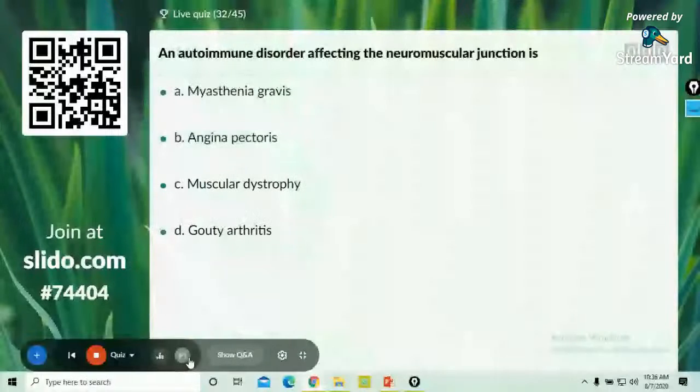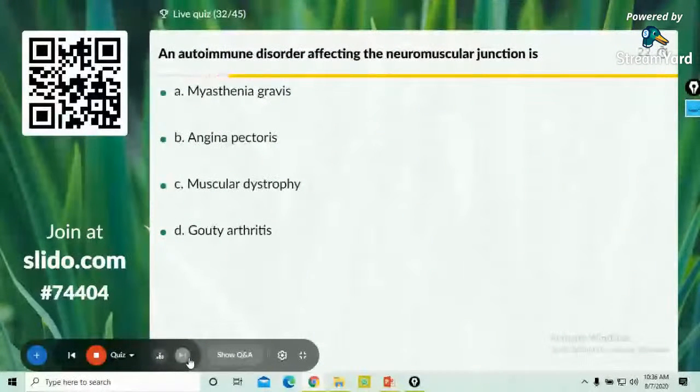I'll show you the leaderboard only after the 45th question. An autoimmune disorder affecting the neuromuscular junction is myasthenia gravis, angina pectoris, muscular dystrophy, and gouty arthritis.